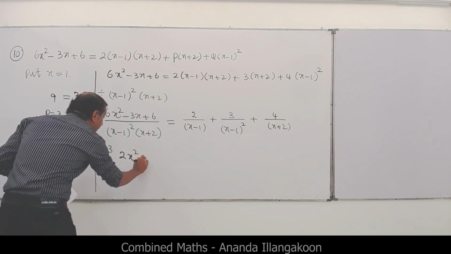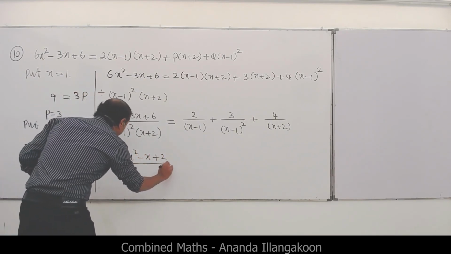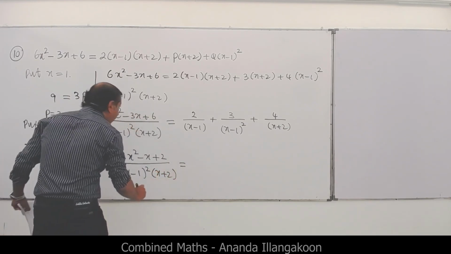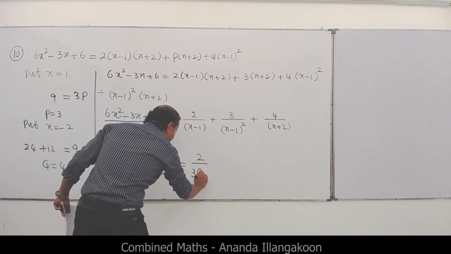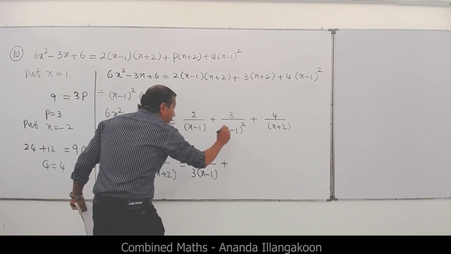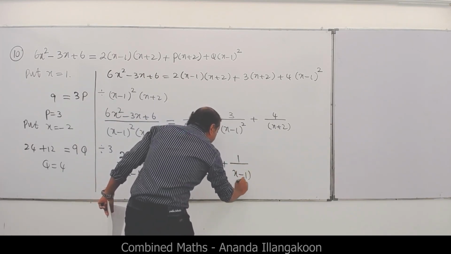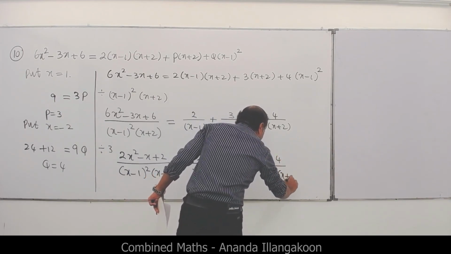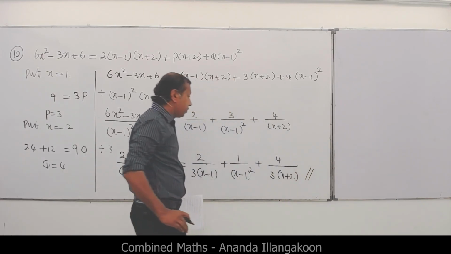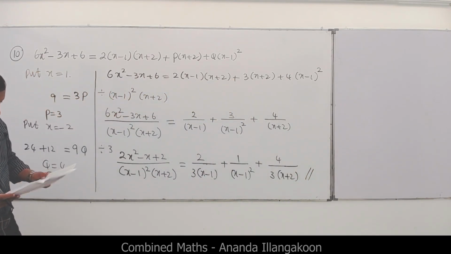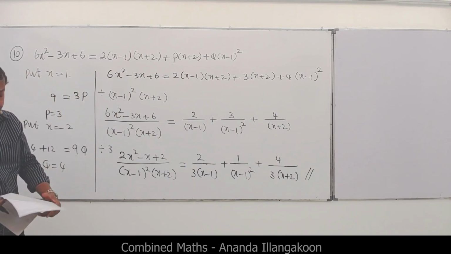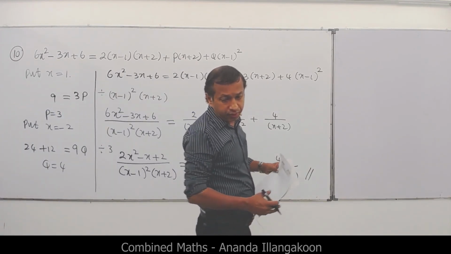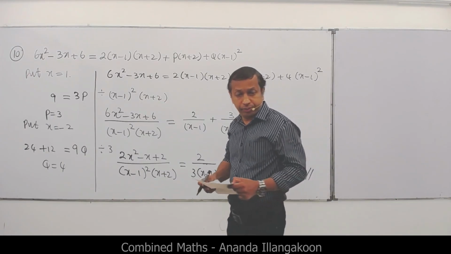2x squared minus x plus 2 divided by (x minus 1) perfect squared times (x plus 2). Here we get 2/3 times 1 over (x minus 1). When you divide this by 3, we get 1 over (x minus 1) squared plus 4 over 3 times (x plus 2). This way we can take the partial fraction of that. This is how we take the partial fraction of that part.